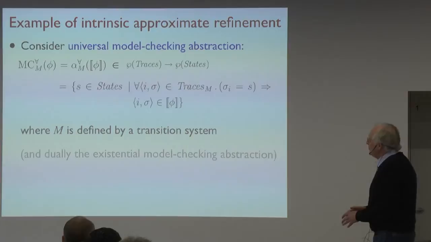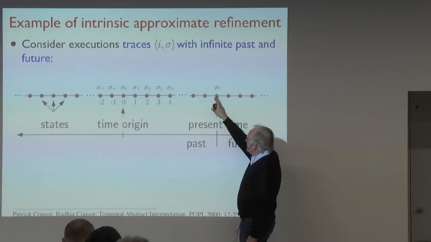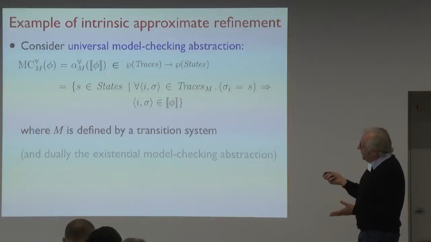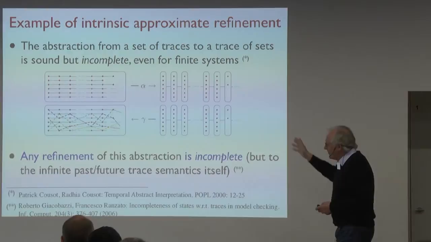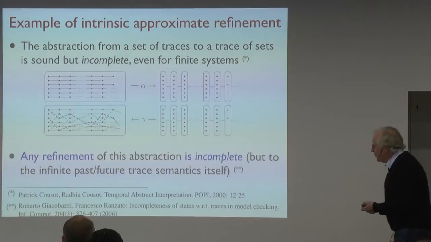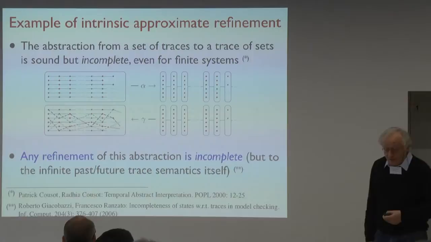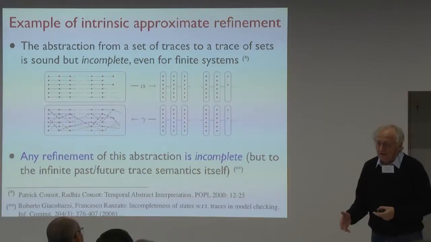If you want to do model checking, that is, you look for the traces such that whenever you have an execution that goes through one such state, there will be a property of the future, which can be also of the past by this reversing. So if you want to do this, or instead of the for all, you can also do there exists a past, then you have this abstraction that maps traces to sets of traces. And the interesting point is that this abstraction is incomplete, as we proved in the original paper. And then Giacobazzi and Ranzato proved a much more difficult result, which is that any refinement of this abstraction will be incomplete, except if you go to the identity, which is no abstraction at all.